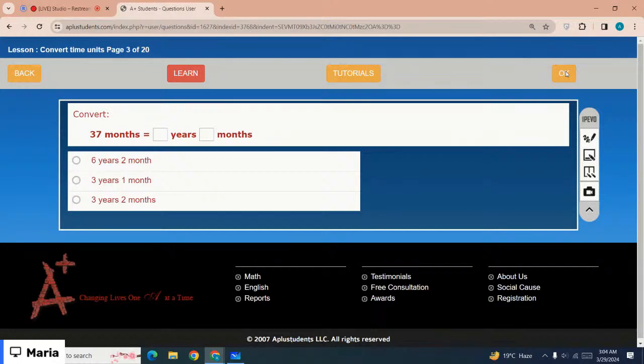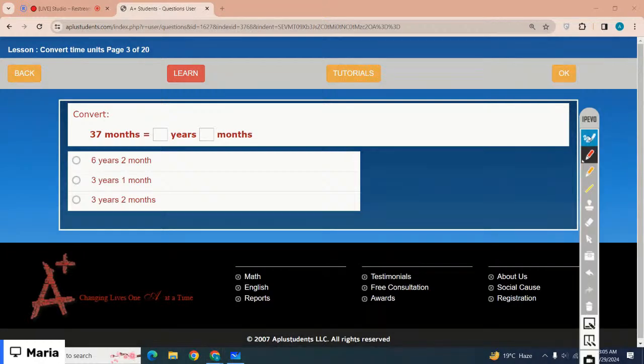The next one is you have to convert 37 months to years and months, right? So, you have to divide 37 by 12, right? Because there are 12 months in a year. So, 12 times 3 is 36. You are left with 1. That means these are the 3 years and the one left is month.